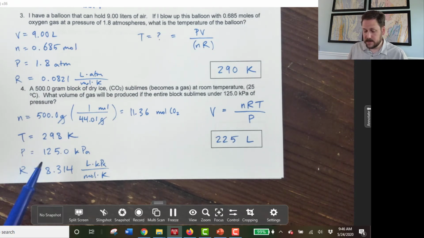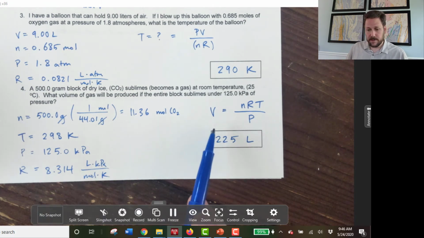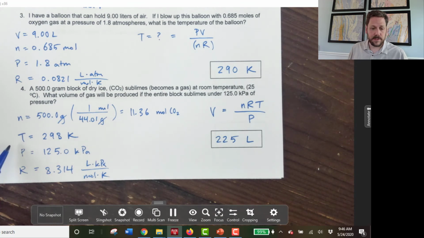In this case, since the pressure is given in kilopascal, I need to use the R value that has kilopascal embedded in it. I've used that R value, solved for volume, and I've rounded my final answer to 3 significant figures since there's only 3 significant figures in my converted temperature. Let's look at one more practice problem.